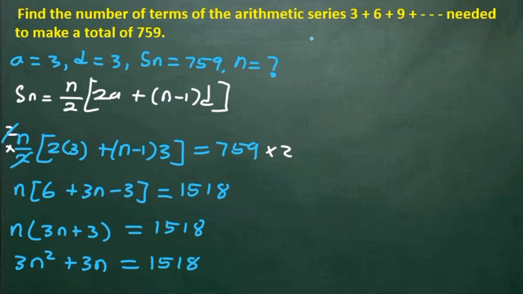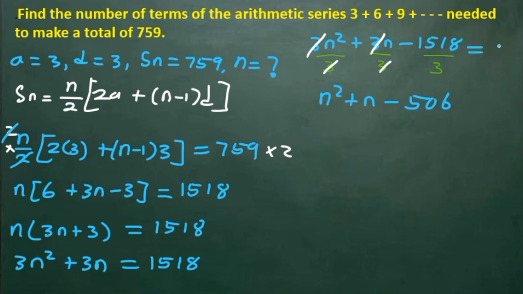So I'm going to have 3n squared plus 3n minus 1518, and this is being divided by 3. The 3 is gone, and this is going to give me n squared plus n minus 506, which equals 0.